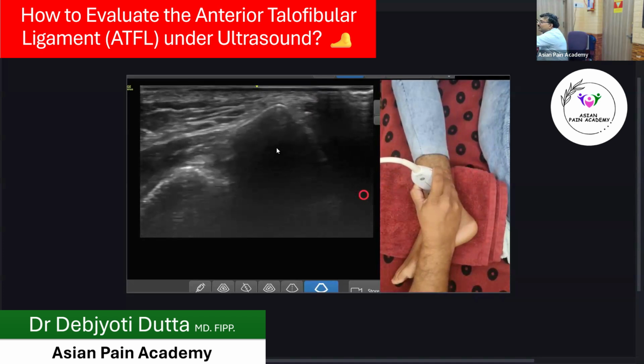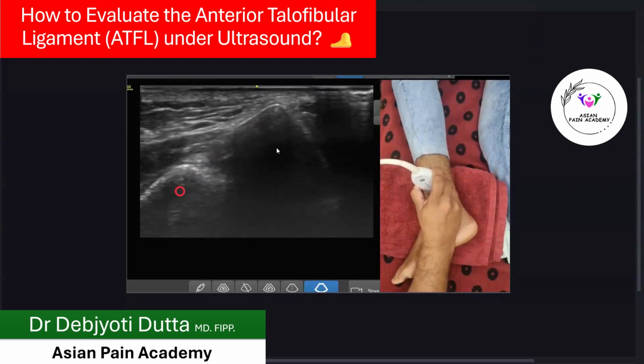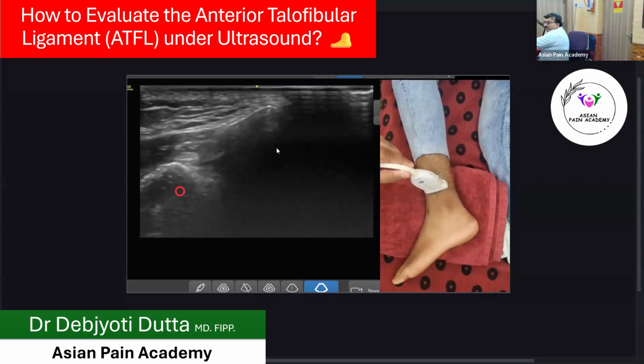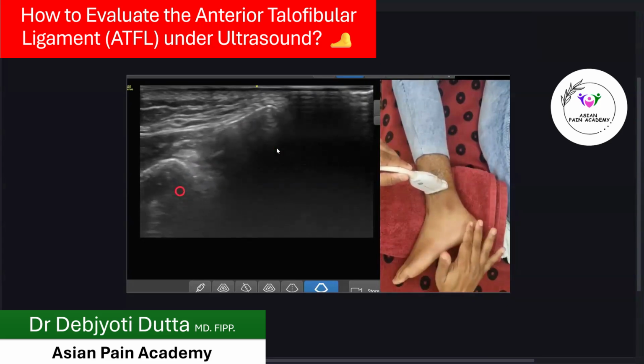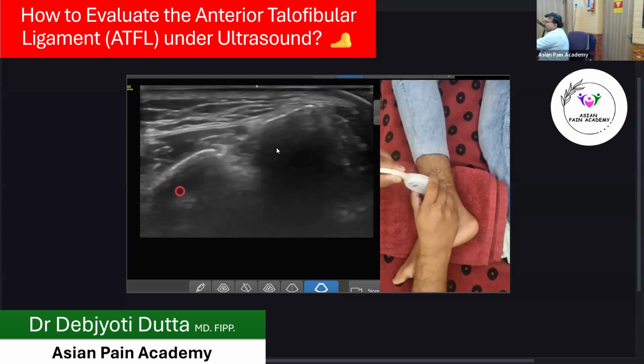So what is this bone? This bone is obviously the fibula. But what is this bone? Can anyone tell at this point what could be the bone here? Calcaneus? Talus? Tibia. Calcaneus is here. Definitely, the bone here is tibia.